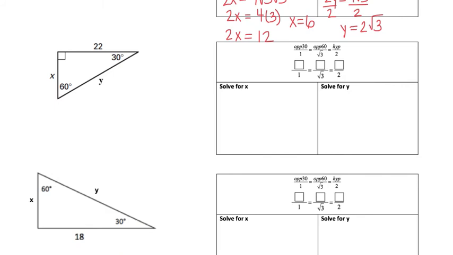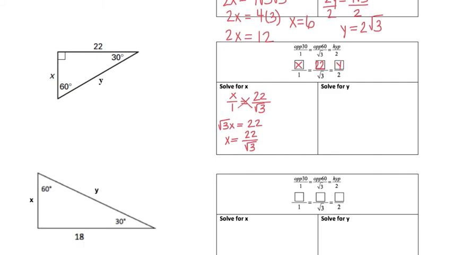Now, opposite my 30-degree angle is going to be my short leg, that's x. Opposite my 60-degree angle is my long leg, that's 22. The hypotenuse is across from the right angle, and he is y. So I'll use my fraction that has x in it, x over 1 equals, and then my fraction with just numbers in it, 22 over the square root of 3. So we can cross multiply. Square root of 3x equals 22. Then we'll have to divide by the square root of 3 on both sides to get x by itself.